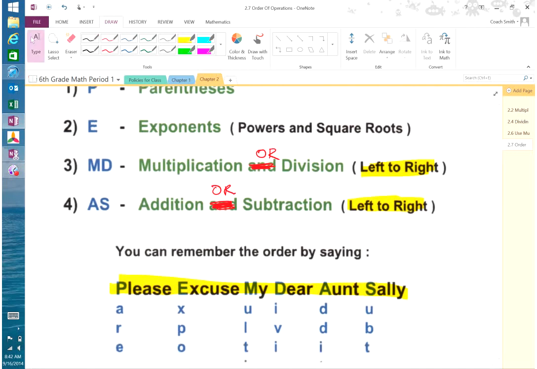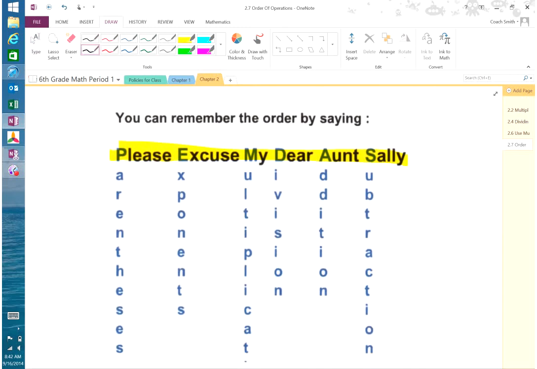The same goes for addition and subtraction. Just as a little example, if I had 22 minus 5 plus 6, I move from left to right, so I would do the minus first. 22 minus 5 is 17, plus 6, and 17 plus 6 would be 23. So it's either of those signs, whatever we run into first as we're moving from left to right. So understand that it's multiplication or division, and then add or subtract.